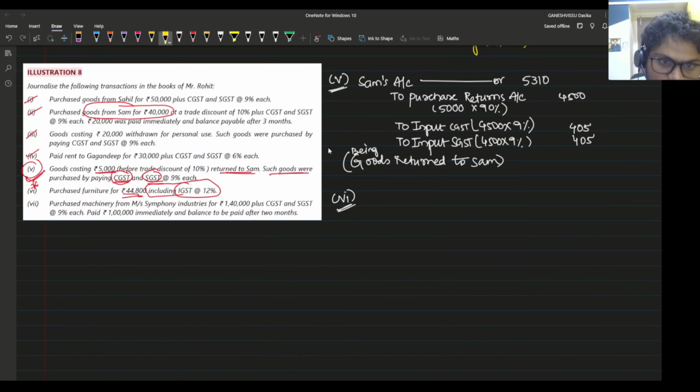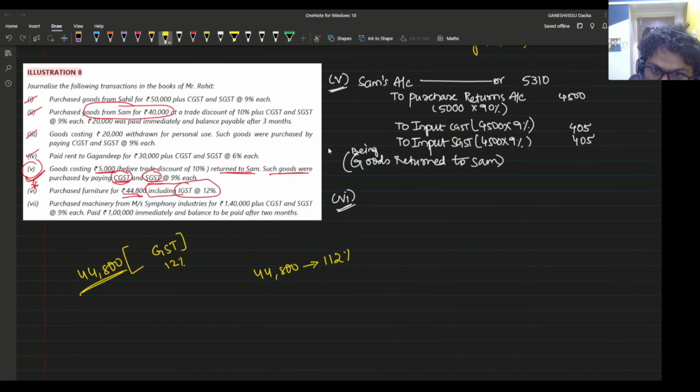Okay, what happens here? See, the total amount for furniture he has paid is rupees 44,800, and he also mentioned including IGST at 12%. That means this 44,800 already includes the GST portion of 12%. That means, can we say this 44,800 rupees is total of 112%? Is it? Fine.